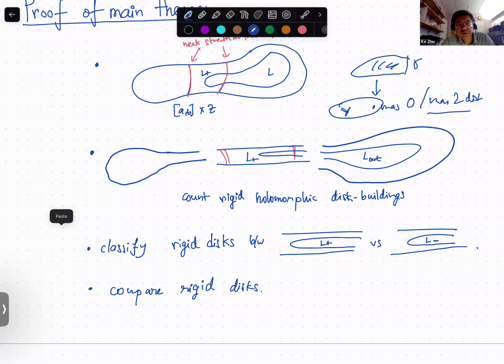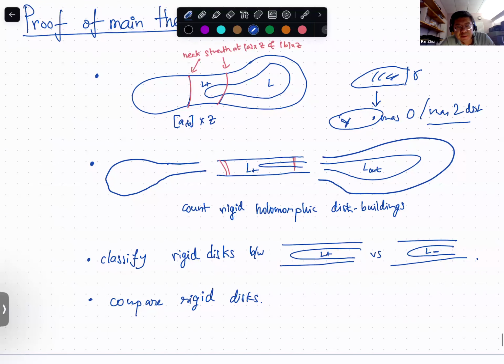I have a question on this, just on the current page. This page? Yeah, just the current page. There's a count of rigid holomorphic disk buildings. So is this part easy to be done, or is it difficult? The classifying part, or the count of rigid holomorphic disk buildings in the middle of this?